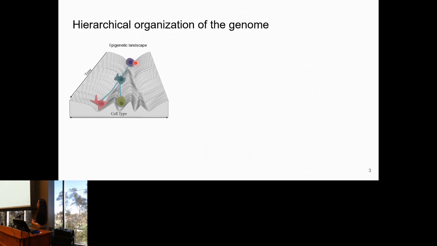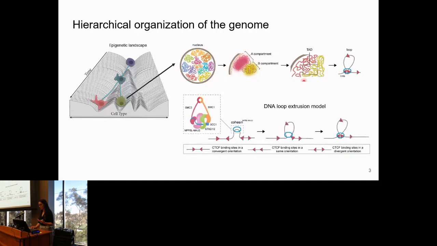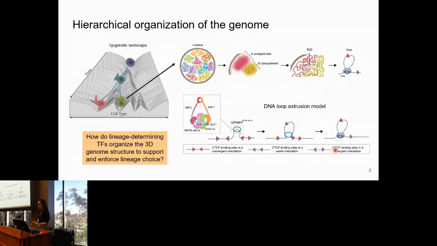But to achieve an epigenetic landscape that is cell type specific, the genome is organized into different features at multiple scales. First, the chromosome territories, which in turn are organized into compartments, topologically associated domains, or TADs, and loops. We believe that the loops are formed by loop extrusion, where cohesin binds to DNA and begins extruding until it finds a CTCF that is convergently oriented. But how lineage-determining transcription factors organize the 3D genome structure to support and enforce lineage choice is not yet fully understood.